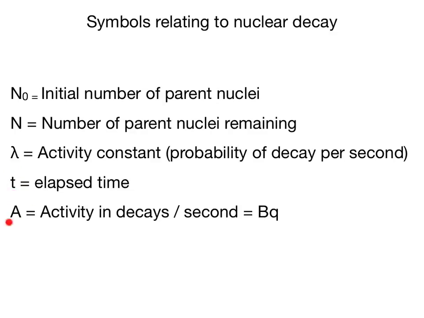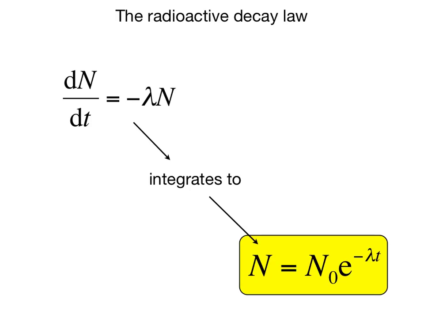Capital A is the activity, which is the number of decays per unit time, usually decays per second. A decay per second is called a becquerel. The symbol is Bq. The rate of change of parent nuclei is equal to the decay constant multiplied by the number of remaining parent nuclei. It's negative because the number of parent nuclei is decreasing as time goes by. If we integrate this equation, we get a more useful equation.